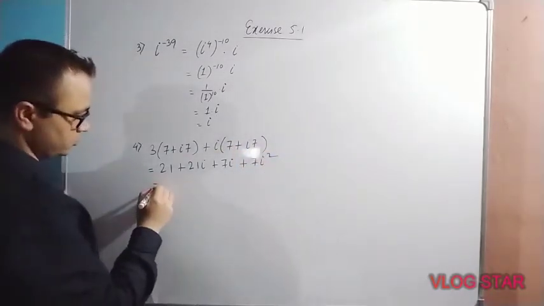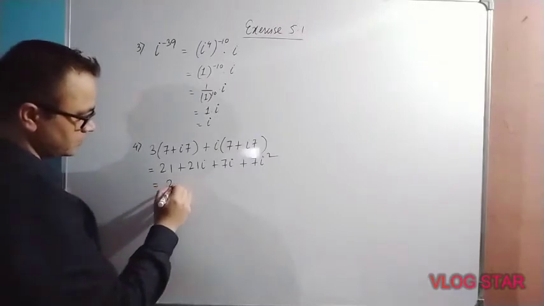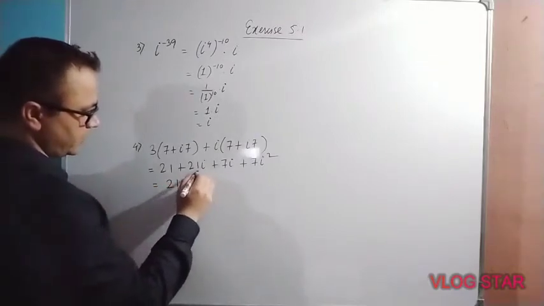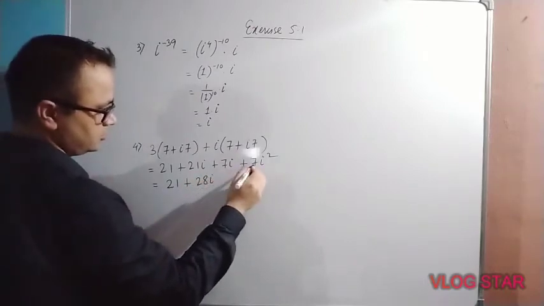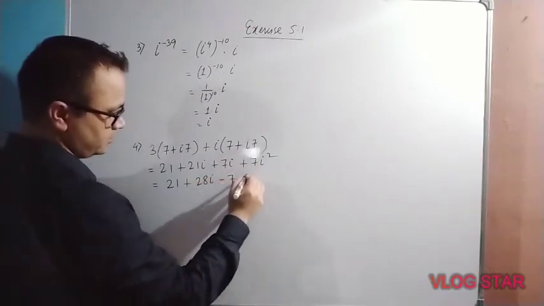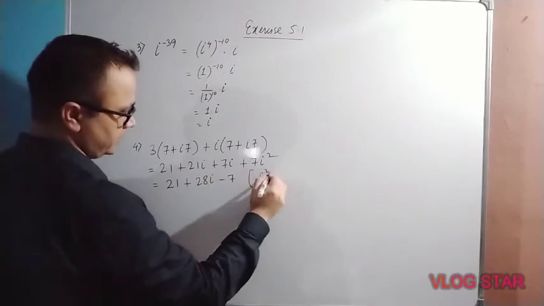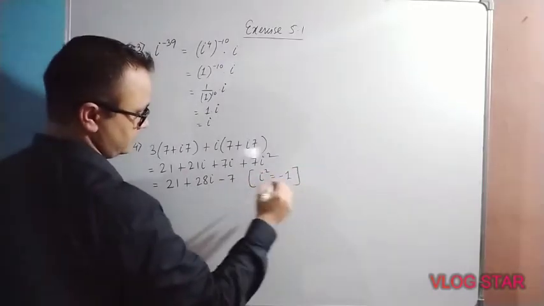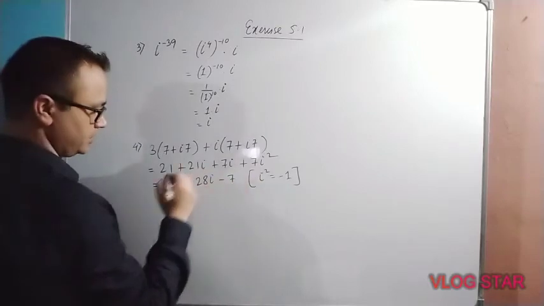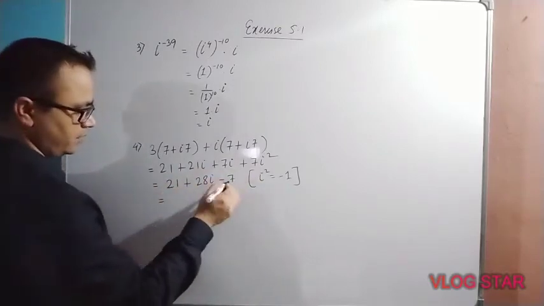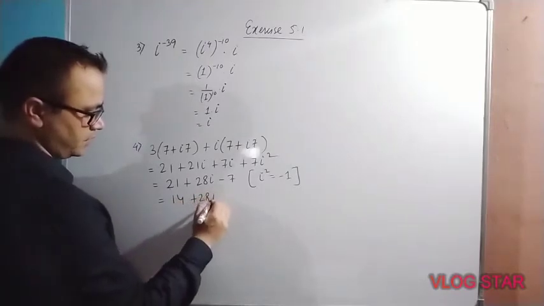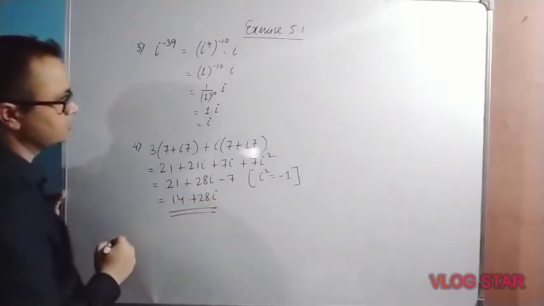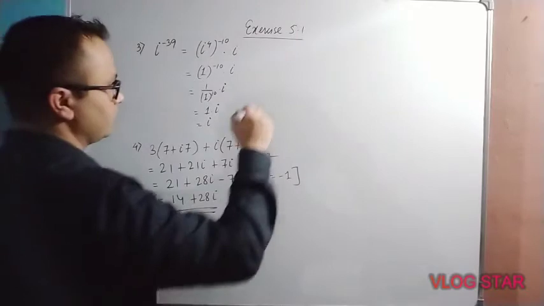So this equals 21 plus 21i plus 7i is 28i. So it is minus 7, because i square is minus 1. So 7 into minus 1 is minus 7. 21 minus 7 is 14 plus 28i. Now this is the answer of question number 4. Now move to question number 5.